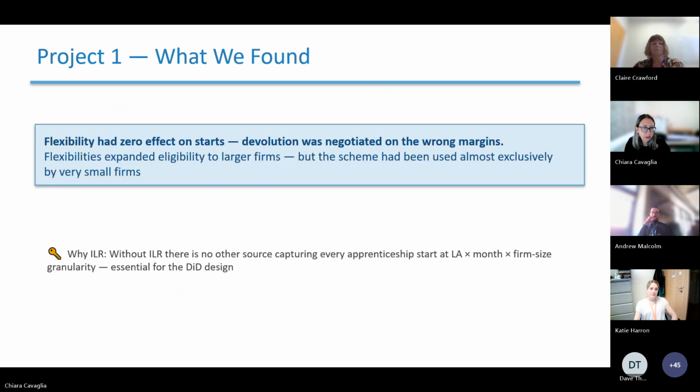For information, this project found that flexibility had zero effect on starts, because it is possible that the devolution was negotiated along the wrong margins. It basically gave more flexibility to larger firms, whereas the national scheme suggested that it was smaller firms that were taking up this policy. And obviously, why did I need the ILR? Because there are no other sources that would capture every apprenticeship start at this level of granularity. So it was important for the difference-in-differences design.